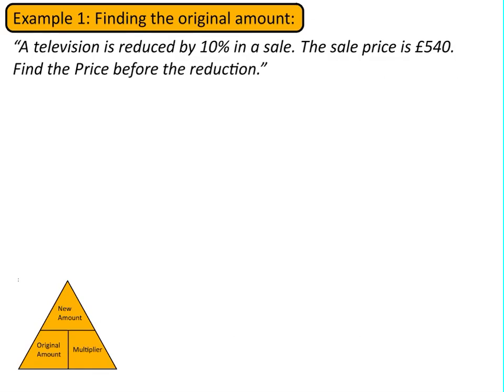A television is reduced by 10% in a sale. The sale price is £540. Find the price before the reduction. Well, okay, let's think about what we've got here. So we've got a reduction of 10%. Well, that means that our multiplier is going to be less than 1. It's a reduction, it's decreasing. It's going to be 0.9.